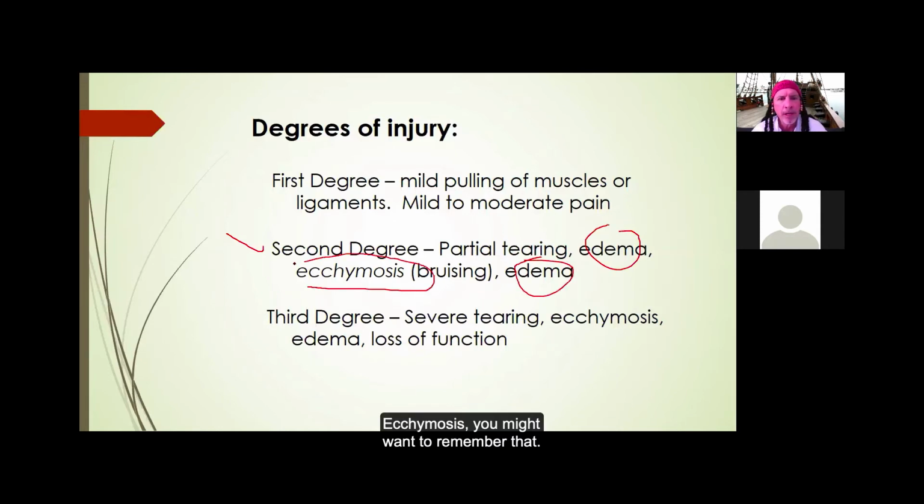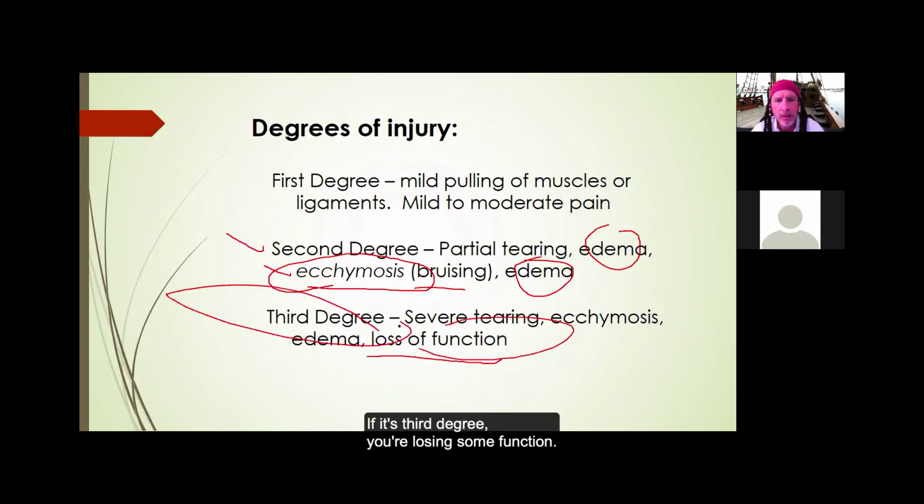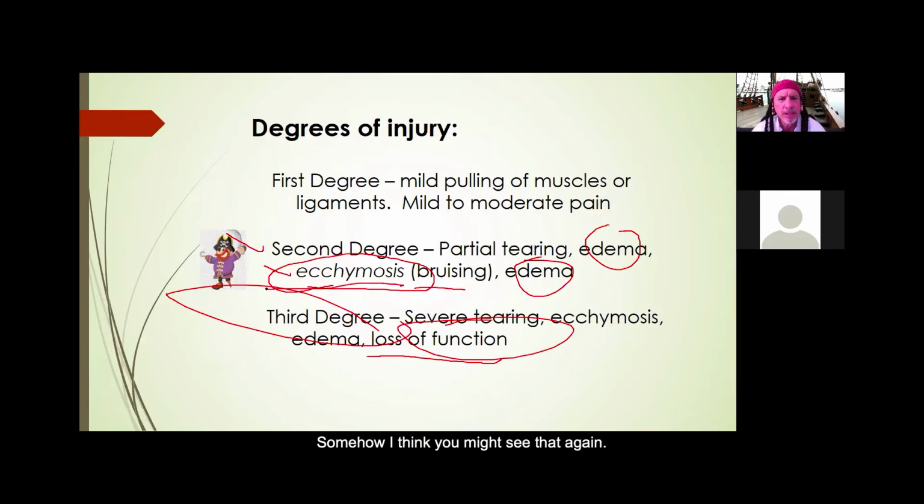Ecchymosis, you might want to remember that. Another word for bruising, but you will see that in doctors and nursing notes, ecchymosis. Third degree injury, you get some severe tearing. Now, this is where you might require a cast, or they might even have to surgically go in and reattach the ligaments or the tendons, because you'll get loss of function with that. That's the big thing there. If it's third degree, you're losing some function in it. Somehow I think you might see that again.